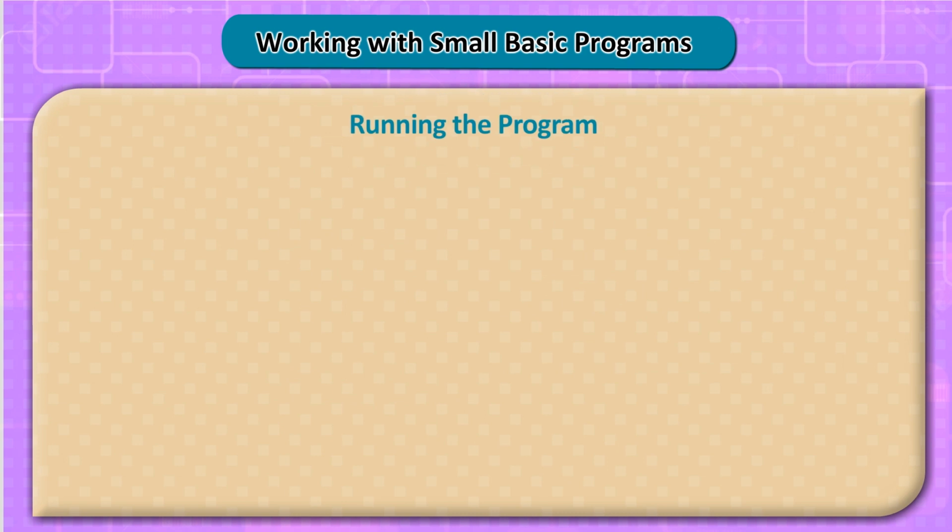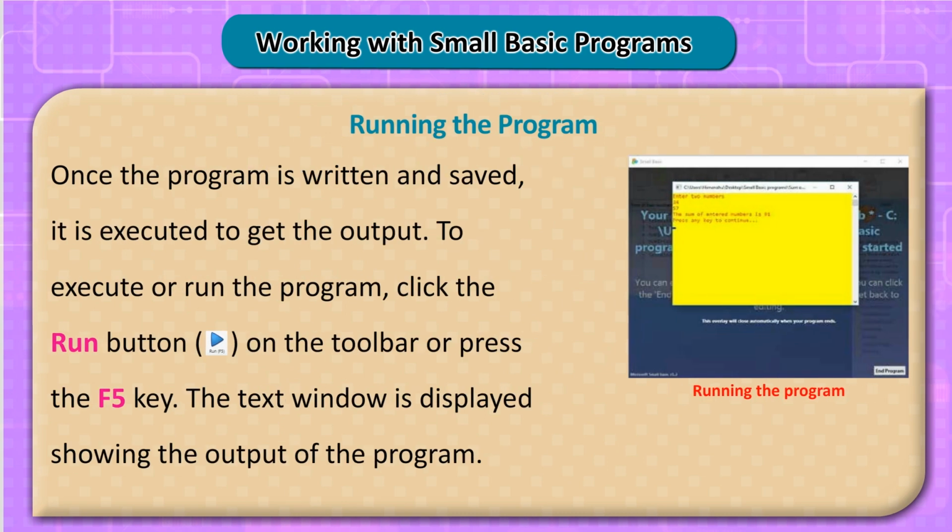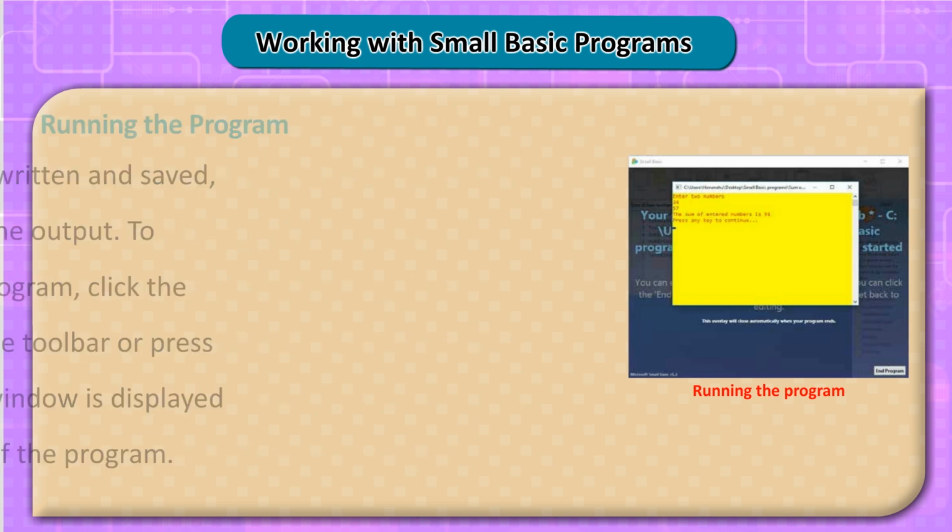Running the program. Once the program is written and saved, it is executed to get the output. To execute or run the program, click the Run button on the toolbar or press the F5 key. The text window is displayed showing the output of the program.